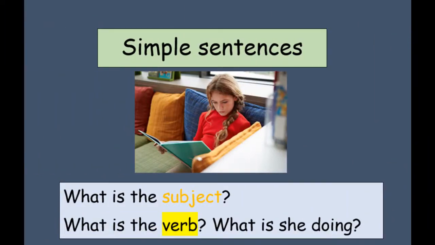Let's see if we could write our own simple sentence together now. So take a look at this image. Now we need to think about the subject and the verb for us to write our sentence. So who is the subject for our sentence? So let's see. Oh, well, it's a girl, isn't it? Yeah. And what about the verb? What do you think she's doing in this image? Well, she's reading, isn't she? So let's put that together in a simple sentence.